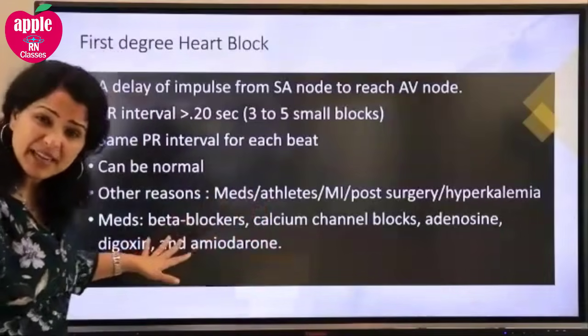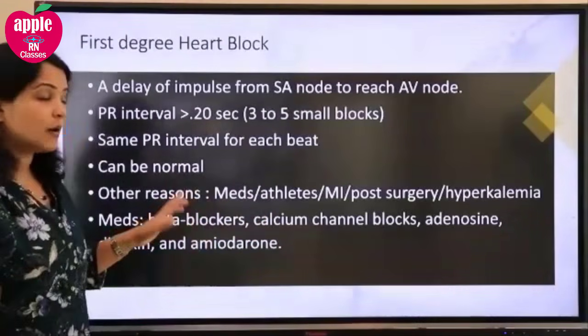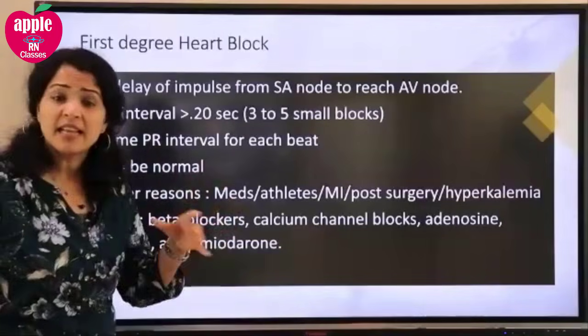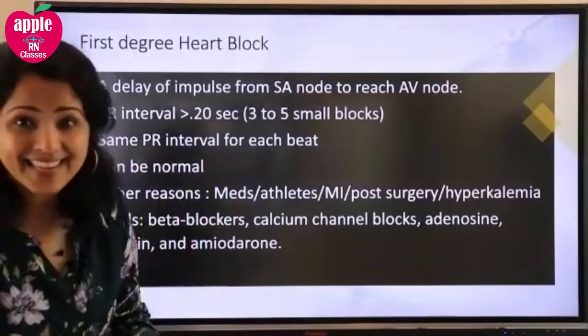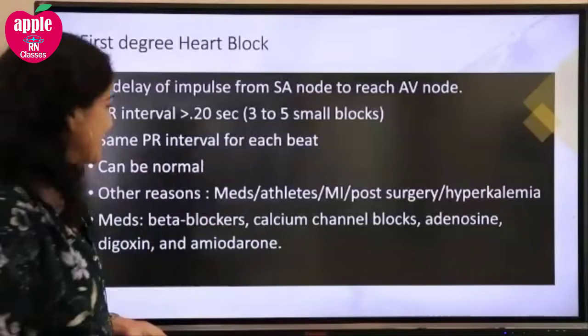So these are some of the medications which can cause a first degree heart block. These are mostly the same medicines which can cause second degree and third degree too sometimes. All right.